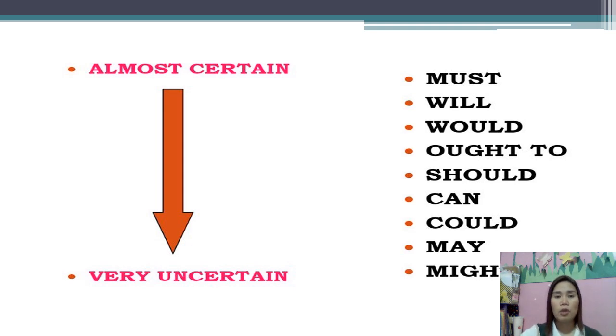All right. So here the arrow goes from almost certain to very uncertain. So if you are certain of your information, you have to use must, will, would, ought to, should, okay? But if you are not certain or very uncertain, you may use may or might. Okay? So that is modals in persuasive text.